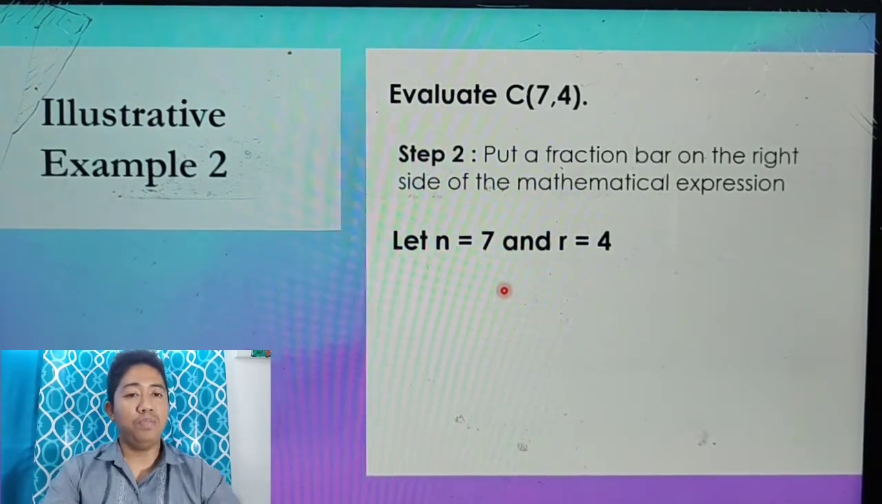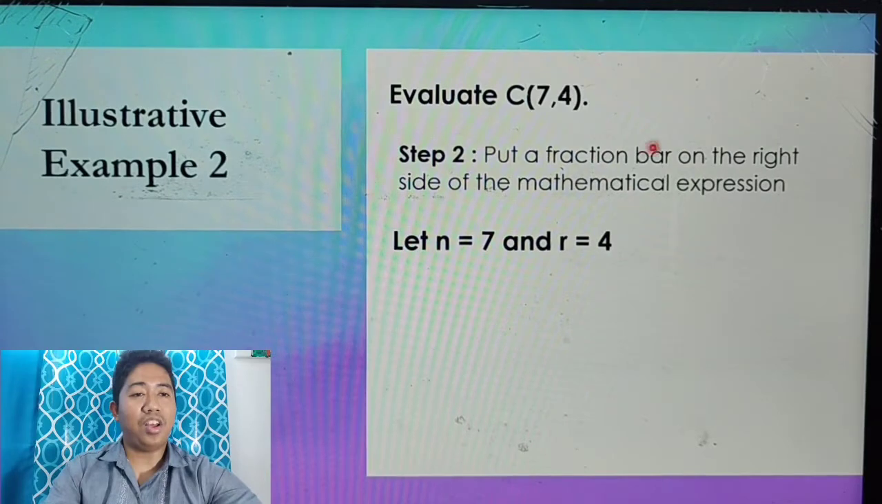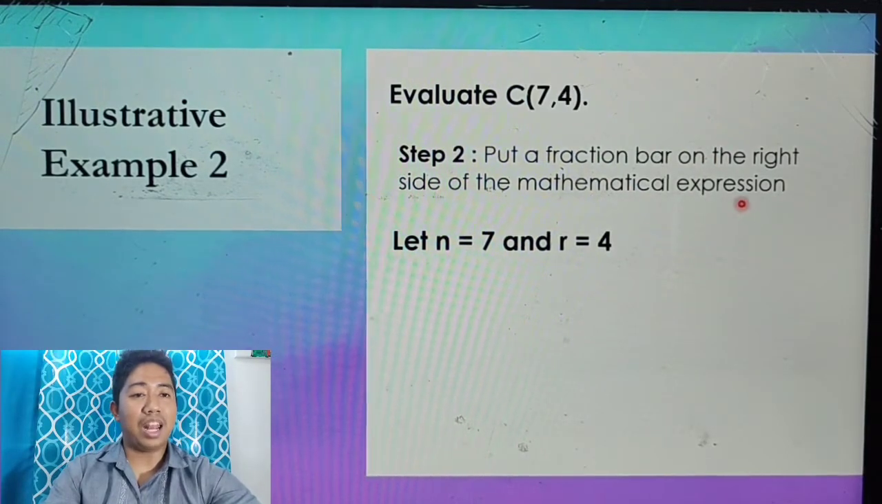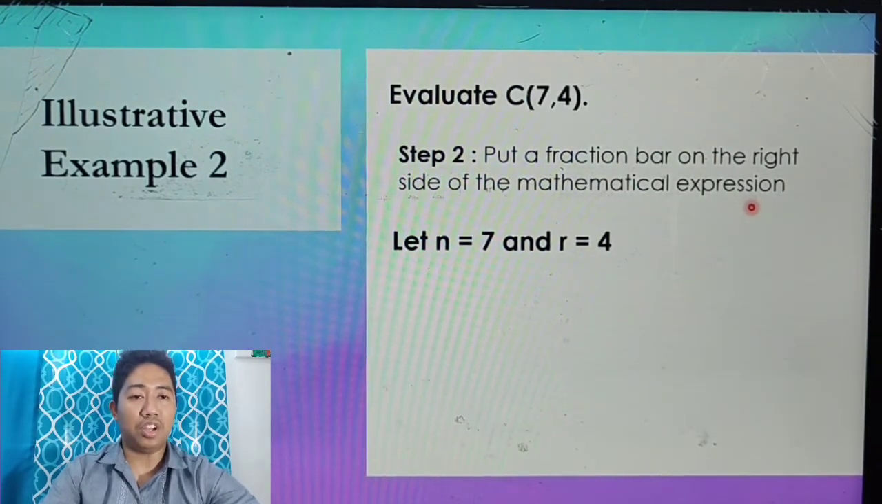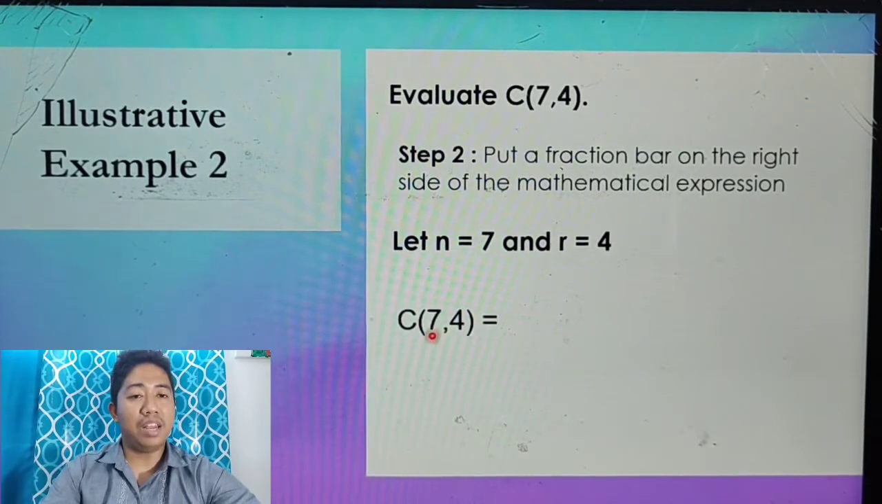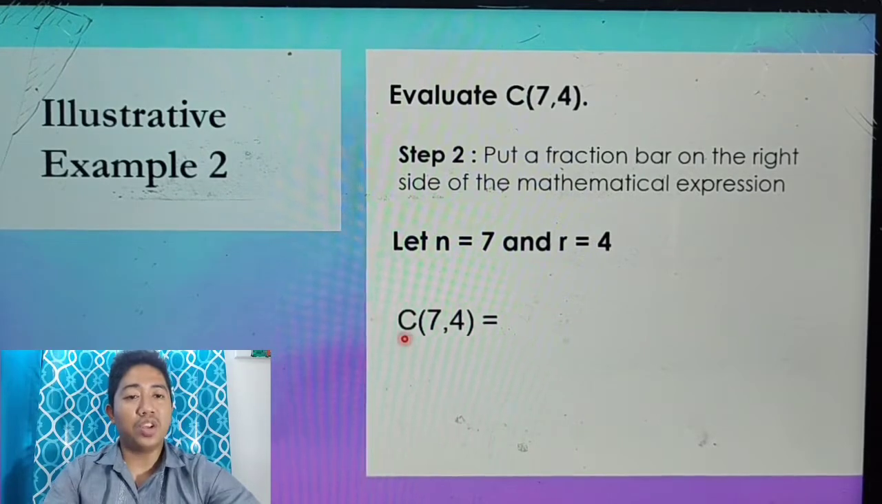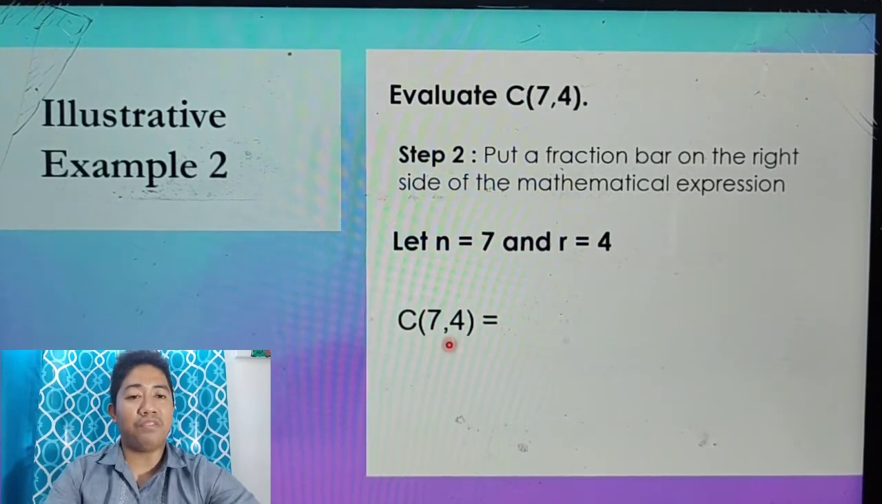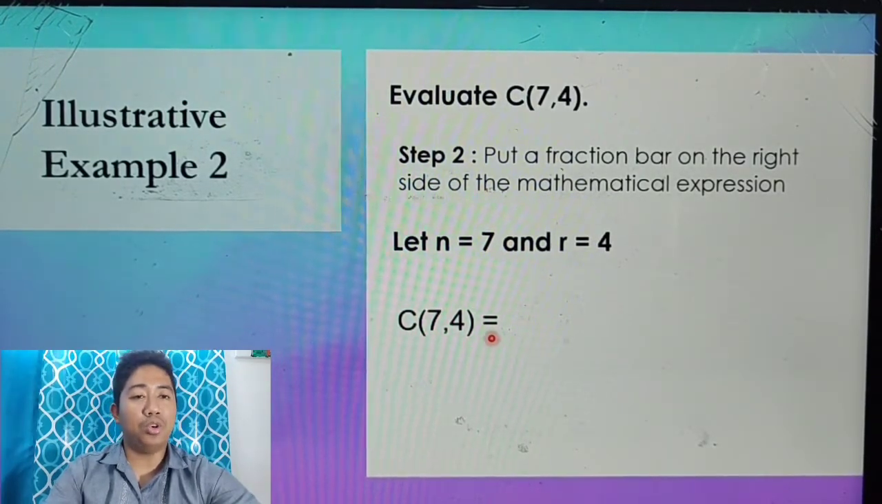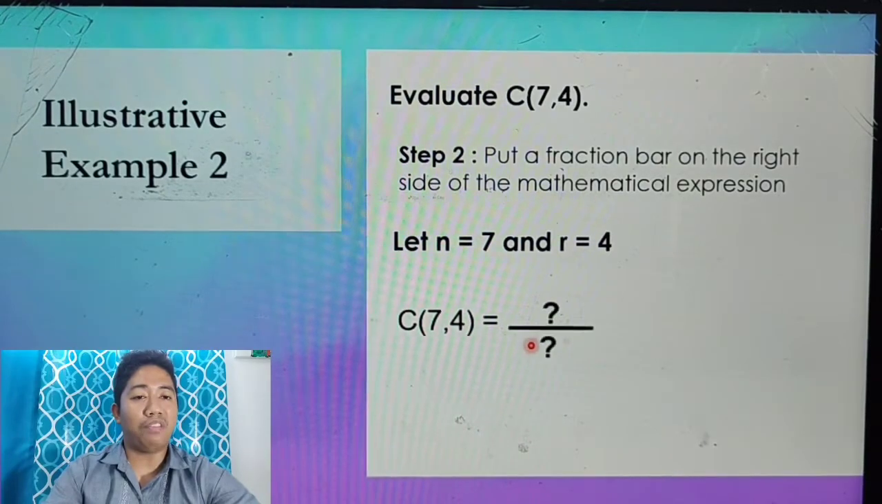Okay, step 2. Put a fraction bar on the right side of the mathematical expression using the combination. So we all know that the given mathematical expression is already in the form of combination notation. So the combination of 7 taken 4 at a time is equal to, on the right side, we need to put a fraction bar.